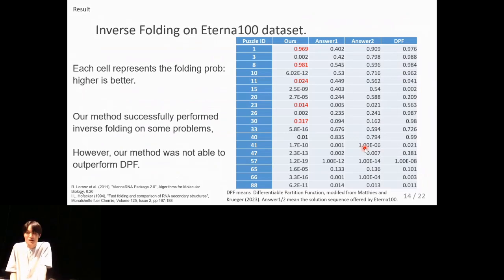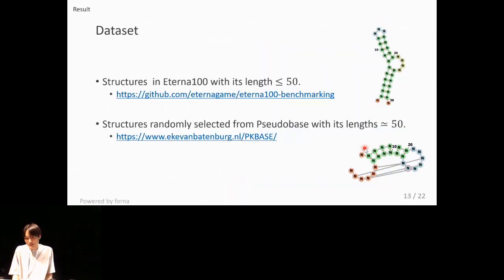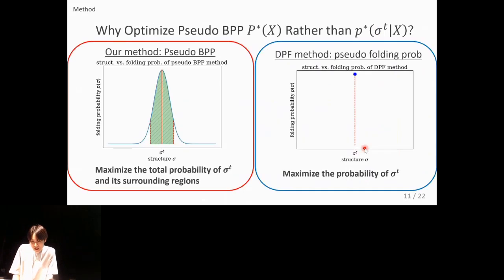Yeah, I think the length of the sequence is important for this accuracy. As I said in this slide, our method optimizes the total probability of the structures nearby the target. But the DPF method maximizes the target structure's folding probability. So our method cannot outperform it in that case.